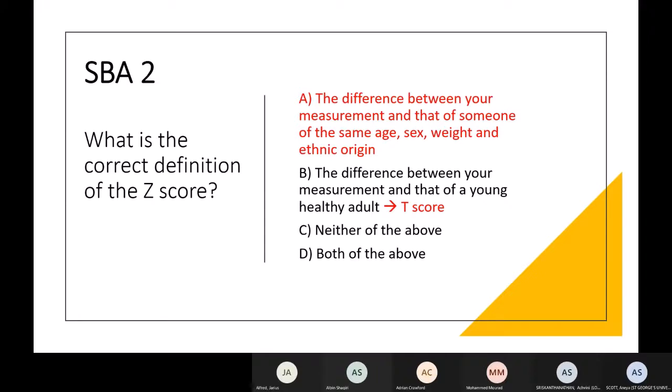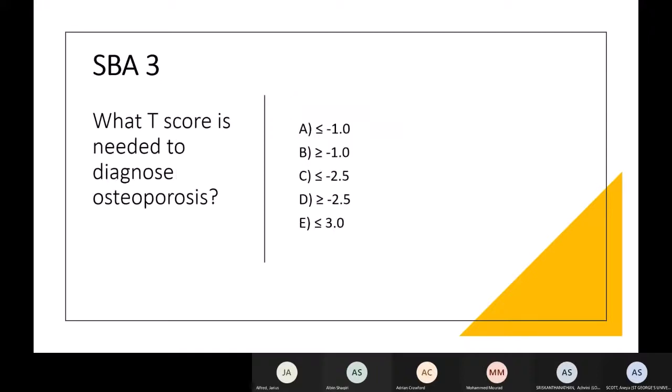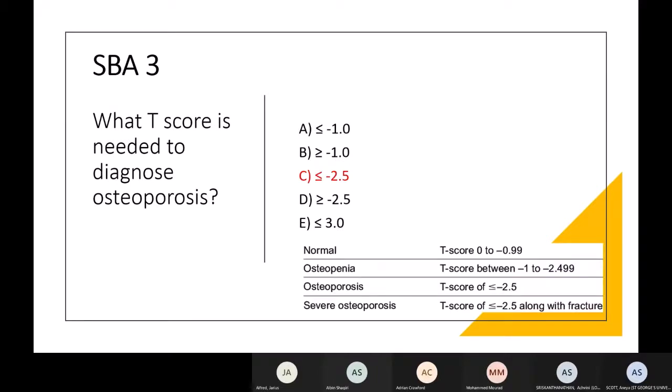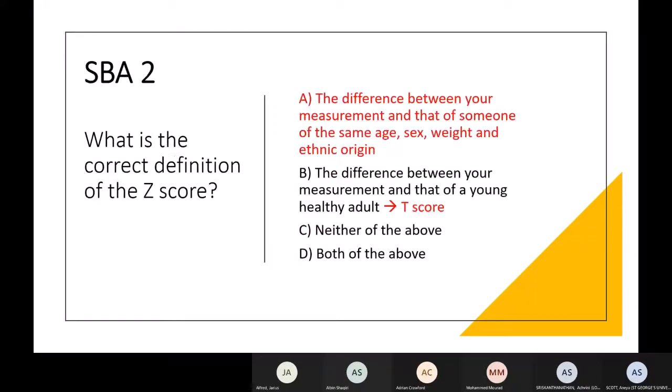And there are 2 different scores. The first is your Z score, and that takes someone of the same background as you and evaluates you against someone of similar age, sex, weight, and ethnic origin. So that's the first score they'll give you. And the second one is the T score, which measures the difference between you and, I think, a 30-year-old adult of the same sex, but I'm not sure. So they're the only 2 scores you really need to know, and all you need to know about them is the definition. And then this question here is all I've ever been asked. I don't know if the rest of you have been asked other things, but these 2 questions are the only questions I remember being asked about osteoporosis.